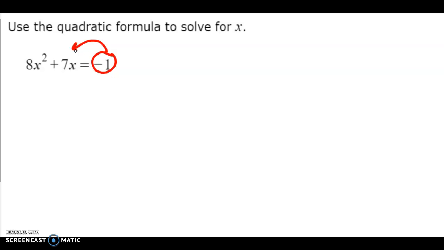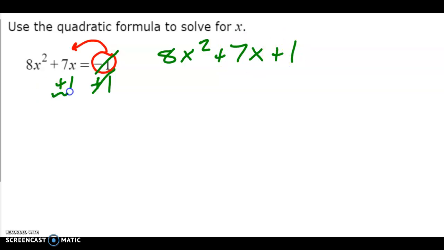So we want everything, the ax squared, the bx, and the c, all together on one side equal to 0. That's when we're in our standard form. The way I'm going to move this negative 1 is I'm just going to add it to both sides. I'm going to do the inverse operation so it cancels out from the side I don't want it on. Now I end up with 8x squared plus 7x, and then a positive 1, because that's what I did to both sides. And now we're equal to 0.